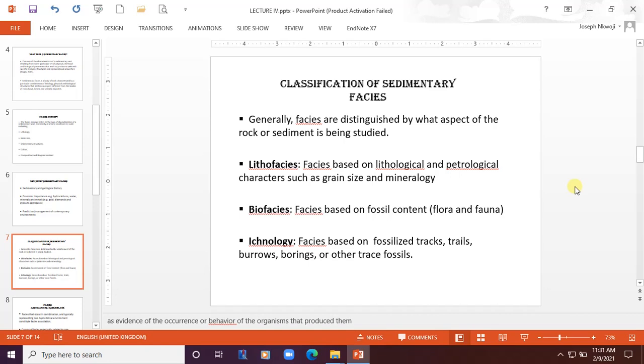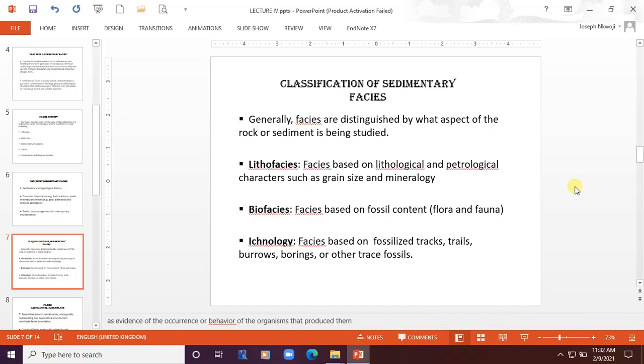Okay, we use three major things to classify: maybe the lithophases, the biophases, or the ichnology. In lithophases, it's based on lithological and petrological characters, such as the grain size or the mineral content of that sediment. So, it's used to classify them as lithophases. It can be biophases, where you classify them based on the fossil content, the plant and the animal content.